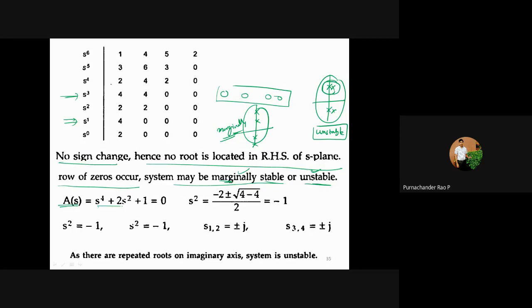Okay, so if you go for the auxiliary equation, there are 4 poles available, and out of this, one pole is located at plus or minus j, and another two poles are also at plus or minus j. So that means this is plus or minus j, and this is also plus or minus j. So this is a negative value. There are two roots, minus j square and plus j square. There are two repeated roots, and therefore the system is unstable.